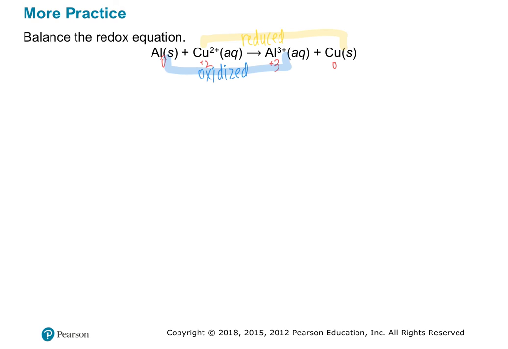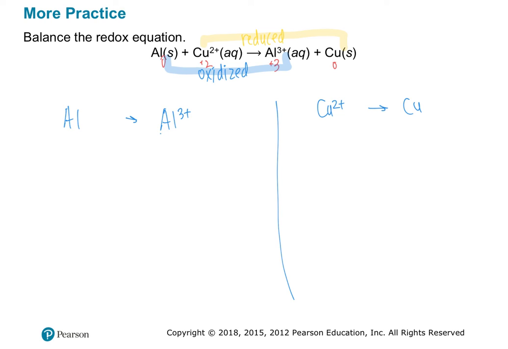So now let's write our reaction here. Aluminum goes to aluminum ion, and then we'll have copper 2 goes to copper metal. So let's start with aluminum. Aluminum is balanced. There's no oxygens in here. That's nice. And now we can balance charge.